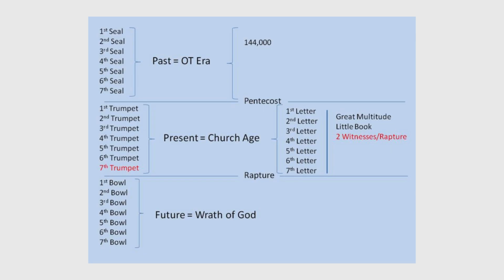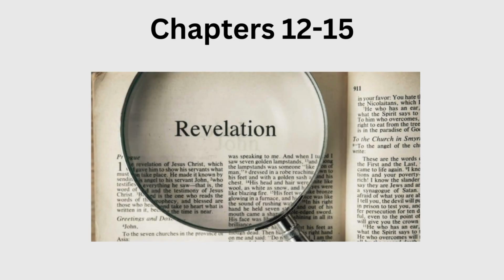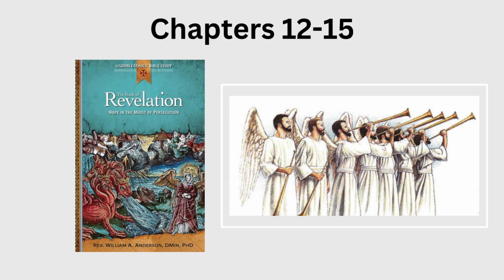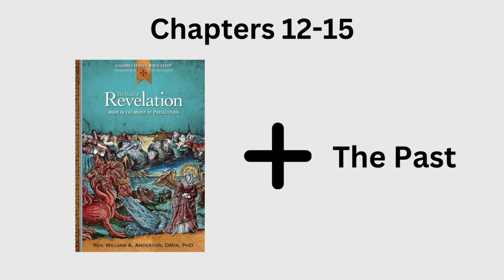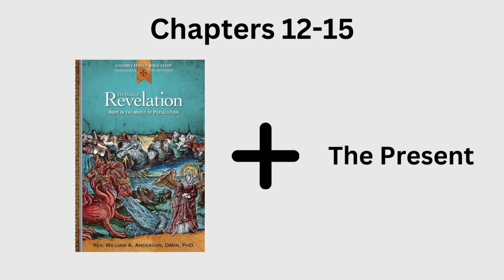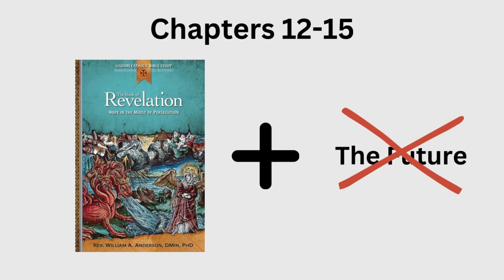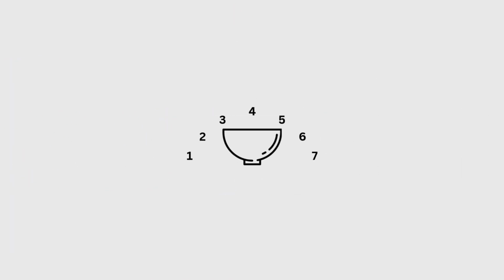This should help us with their identity. The rapture of the church takes place with the seventh trumpet. Chapters 12 to 15 are in between the seven trumpets and the seven bowls. This means they are supplemental to the past and or present, but they do not relate to the future because the seven bowls have not started yet.